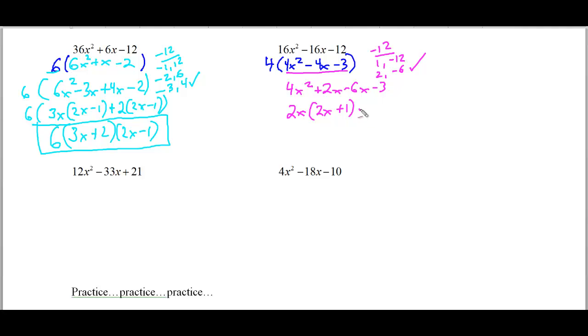And what do I factor out here? A minus 3. And that leaves me with 2x minus 1. Plus 1. Sorry about that. And that's a good thing to check. If one parenthesis doesn't match the other, check to see what you've done.